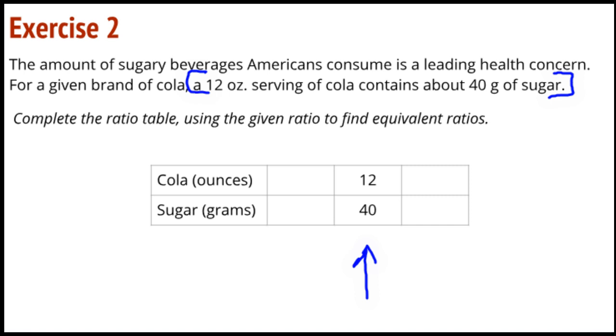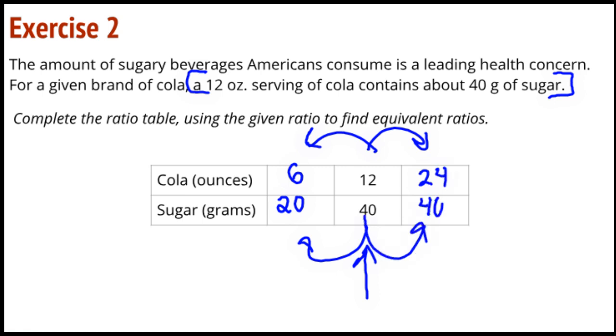So go ahead and complete the ratio table using the given ratio to find some equivalent ratios. And you'll notice that there's spots to scale up and scale down. So please take a moment and complete your table. I notice I can divide by 2 and get 6, and divide by 2 and get 20. And I can multiply by 2 and get 24. And I can multiply by 2 and get 40.